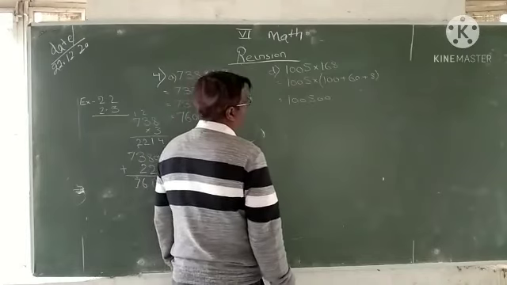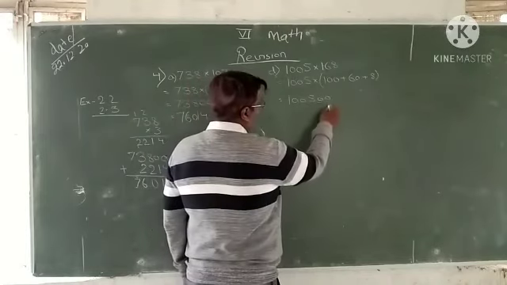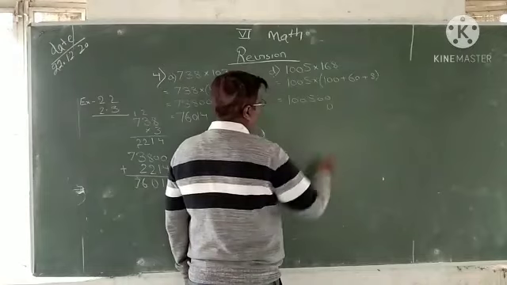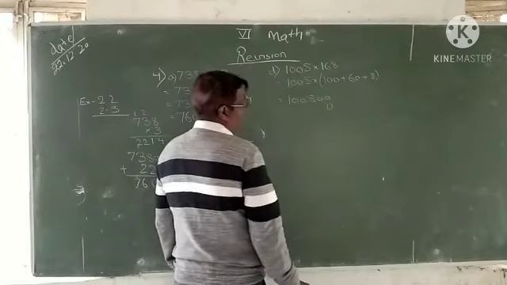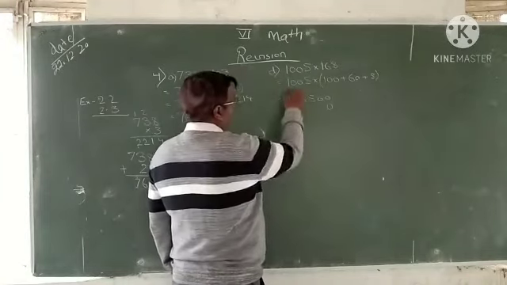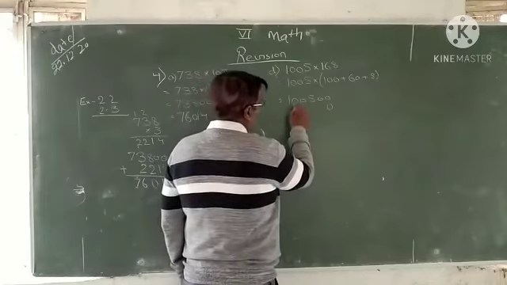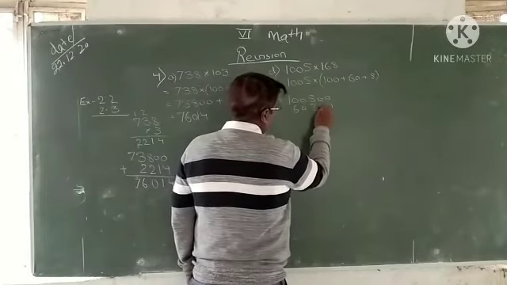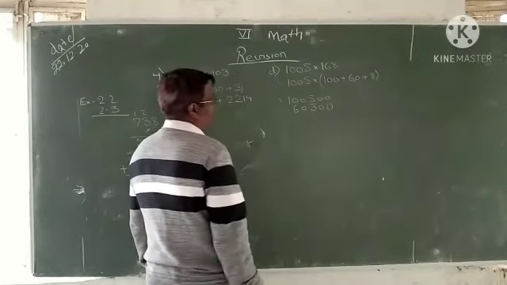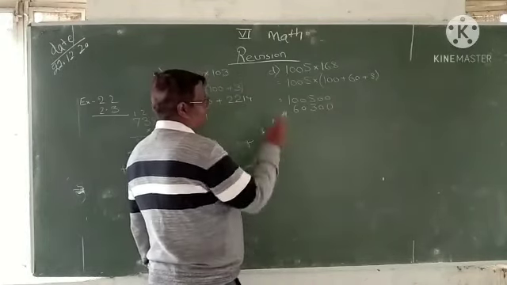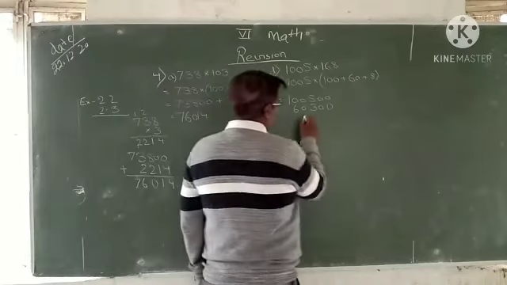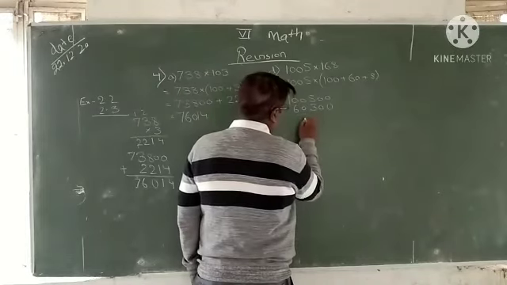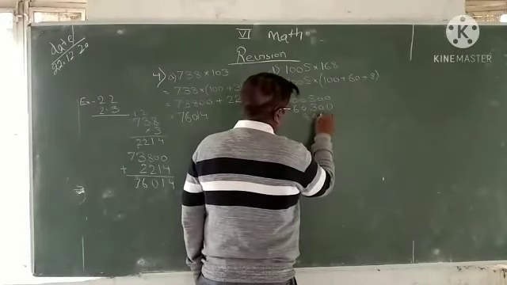Then 1005 into 60, so you will get 0 over here automatically because there is only 1 zero, and this one will become 6030. Lastly, multiplying it with 8, it comes as 8040.